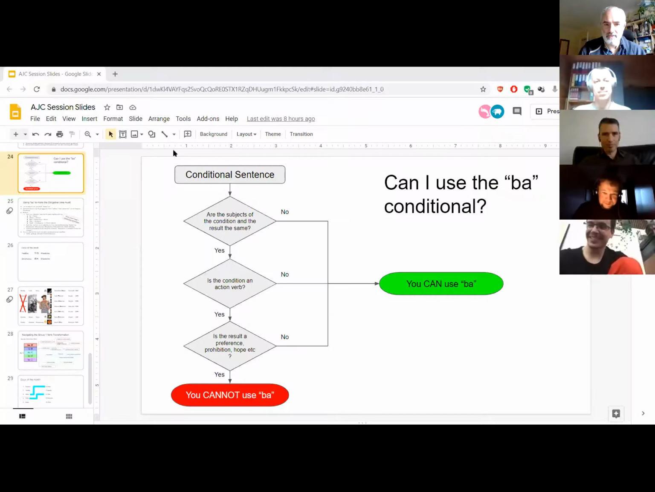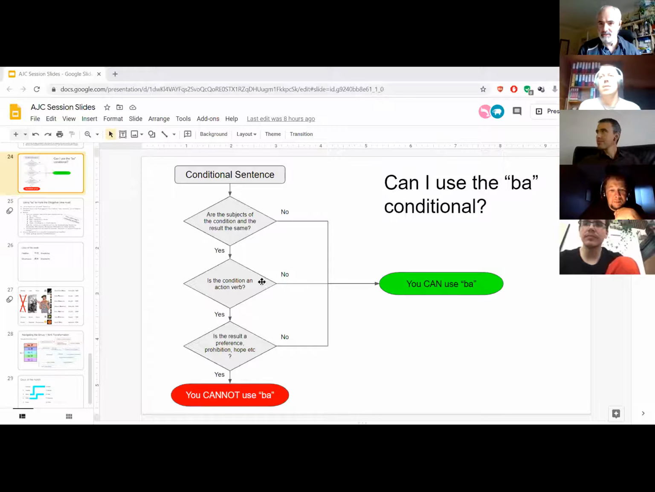Okay, Aga, I'm afraid you're the odd person out. So why do you think you are allowed to use this sentence structure? Why not? Okay, so Aga, I'm not sure if you were here, but this is the process you have to follow. If the subjects of the condition, the if, and the result, the then part of the sentence, are the same, if the answer is yes, then go to the next one.